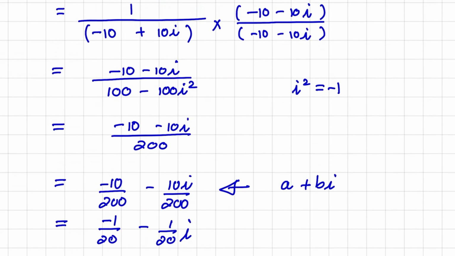And notice that when we work with complex numbers, we want to leave our denominator as a real value, and we do that by multiplying both the numerator and denominator with the conjugate of the original denominator.